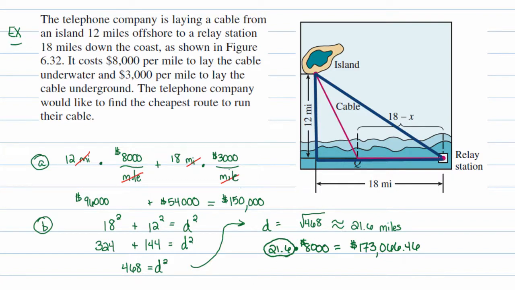So you can see how expensive it is, right? We think, if you run it straight from the island to the shore and then the shore to the relay station, that's 150,000. If you run it directly underneath water, that's 173,000. So we would like something less than both of those if we could.